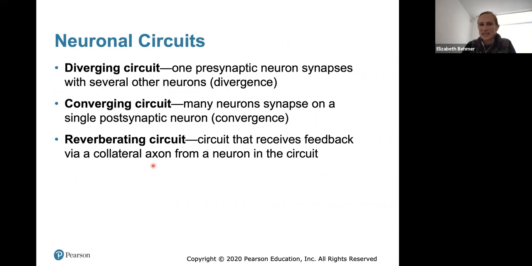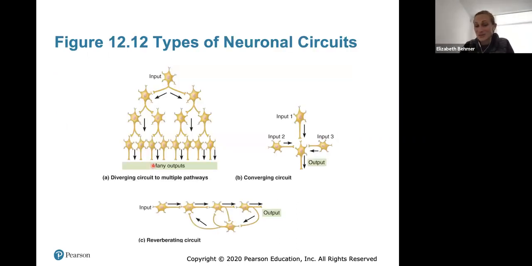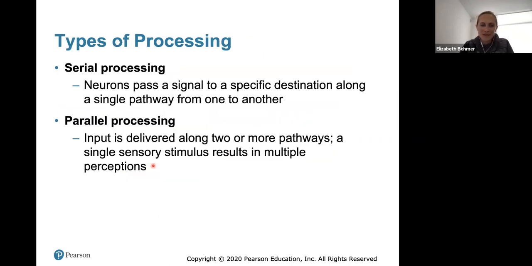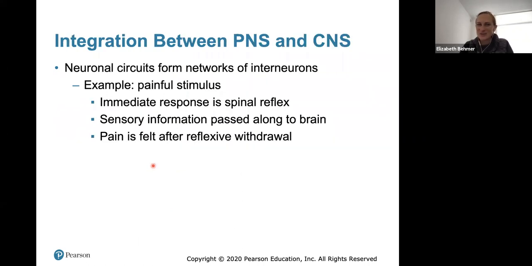Then we can have different circuits: diverging, converging, or reverberating. Diverging circuits are when one presynaptic neuron synapses with several others. That's called divergence. Converging is when many neurons synapse on a single postsynaptic neuron, called convergence. And reverberating is when the circuit receives feedback via a collateral axon from a neuron in the circuit. I don't think I asked you many test questions about this, but these are different types of neuronal circuits. Then we can have serial processing and parallel processing. I'm going to pass over these as well because I don't think I talk about that.